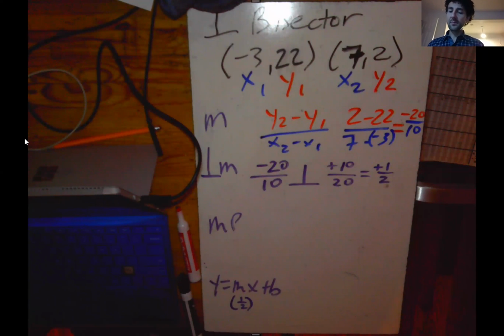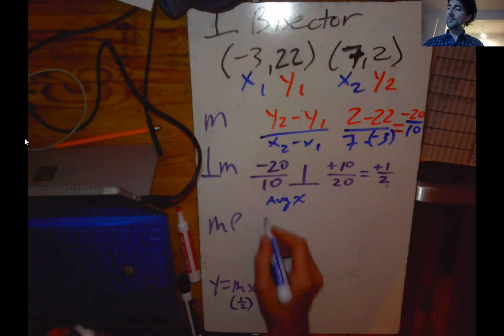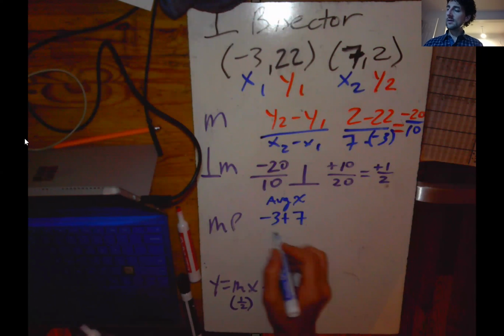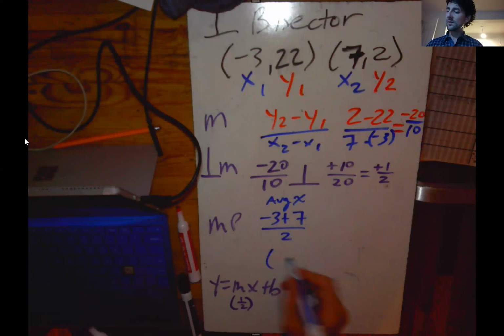Now we need to find the midpoint. So we'll find the average of x. -3 plus 7. Remember, average, think add. And then divide by 2. -3 plus 7 is positive 4. Positive 4 divided by 2 is 2.